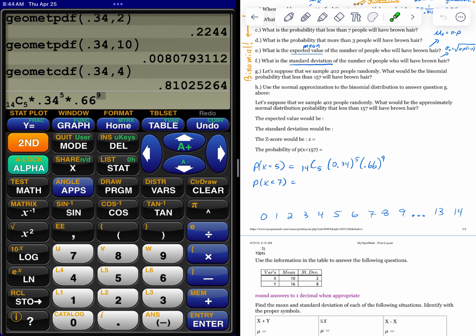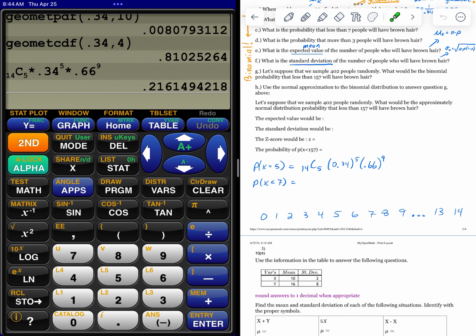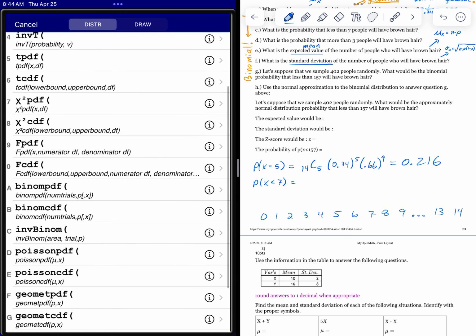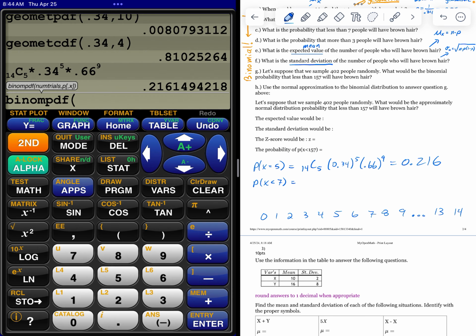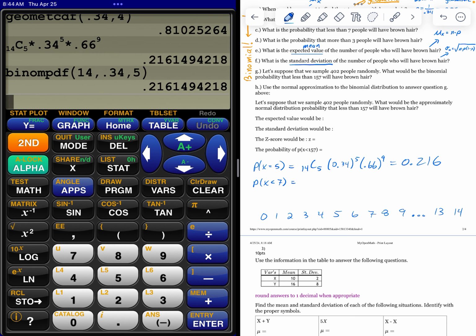The benefit of doing this is you really understand what you're doing. So I get about 21, 22%. If I want to use the distribution button, it's a PDF because it's exactly 5 people. You put in the number of trials, followed by the probability of getting somebody with brown hair, followed by how many people you want with brown hair. And there it is, the same exact answer.